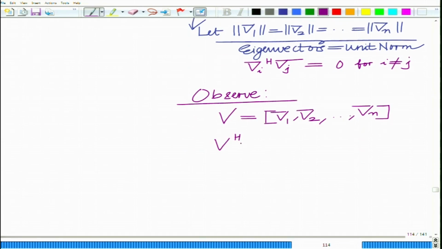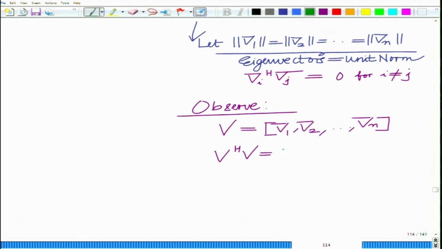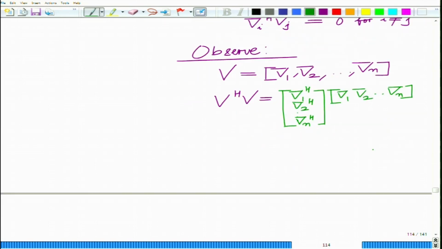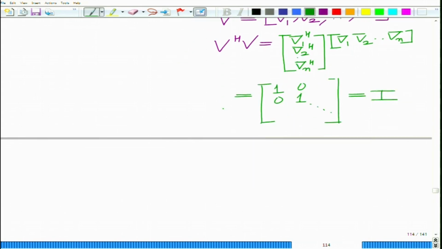If you now perform V Hermitian V, then what you are going to have is V1 bar Hermitian, V2 bar Hermitian, Vn bar Hermitian times V1 bar, V2 bar, Vn bar, which is equal to, well, if you look at V1 bar Hermitian V1, that is 1, V1 bar Hermitian V2 is 0, V2 bar Hermitian V1 is 0, V2 bar Hermitian V2 is 1. So, this you can see is simply the identity matrix, which implies V is the inverse of V Hermitian and V Hermitian is the inverse of V.